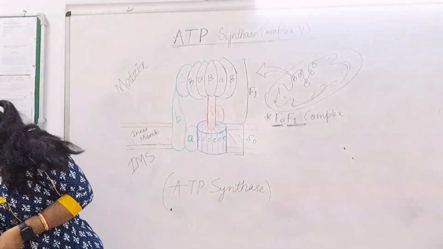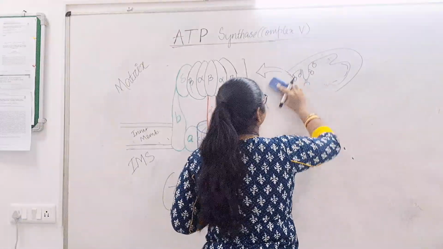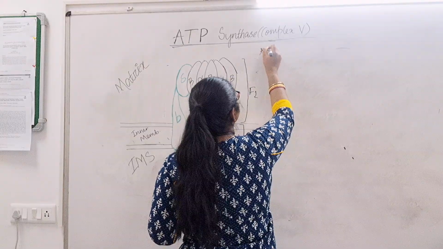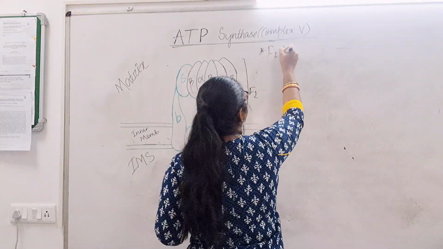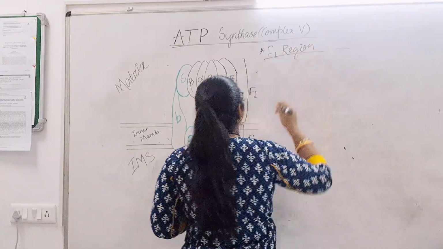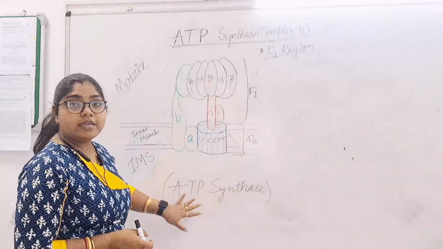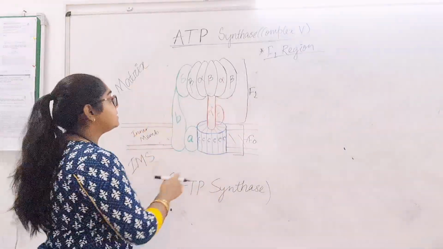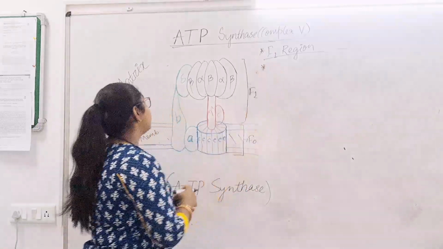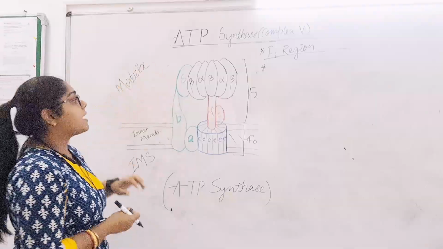Let's discuss one by one the structure of ATP synthase, or the F0 F1 complex. First, let's discuss the F1 region of ATP synthase. This is the diagram of the F0 F1 complex, and this is the F1 part. The F1 part lies across the mitochondrial matrix.